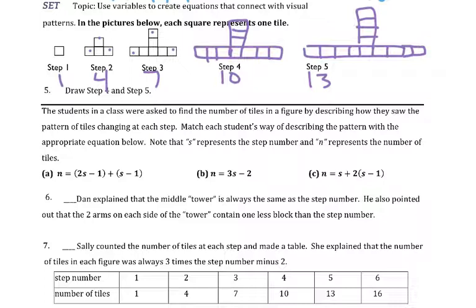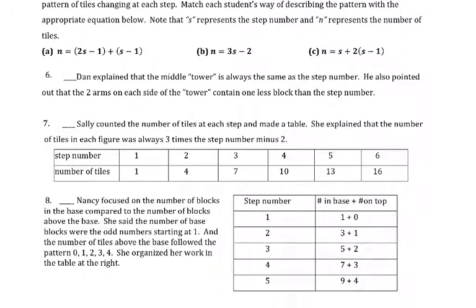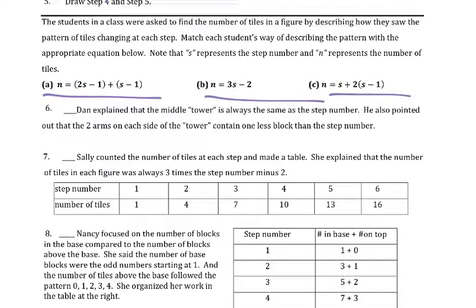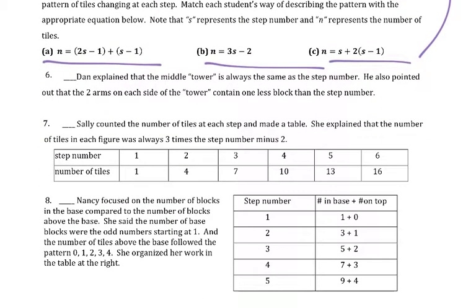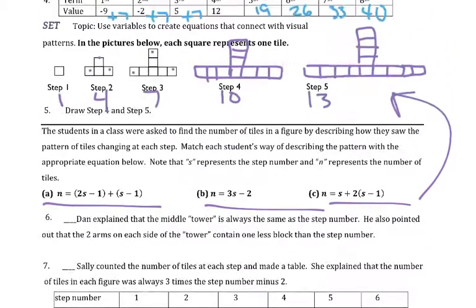So it says the students in class were asked to find the number of tiles in a figure by describing how they saw the pattern of tiles changing at each step. Match each student's way of describing the pattern with the appropriate equation below. Note that S represents the step number and N represents the number of tiles. Okay, so we've got 3 people, and the way they talked about it, that are connecting these formulas back to this. Okay, so Dan explained that the middle tower is always the same as the step number.